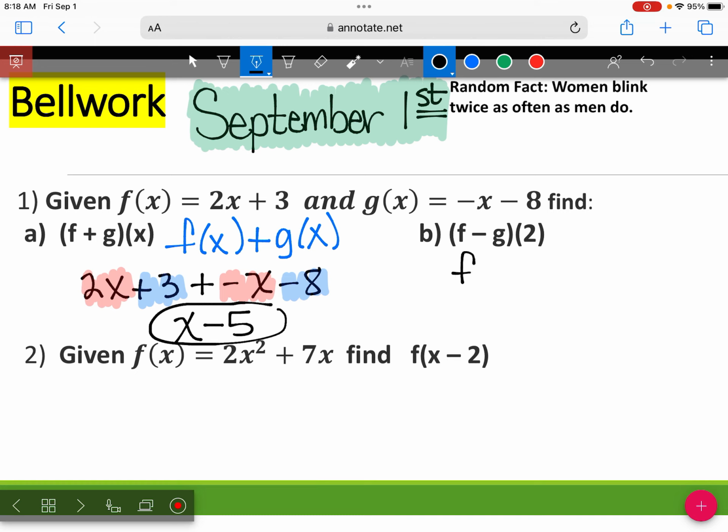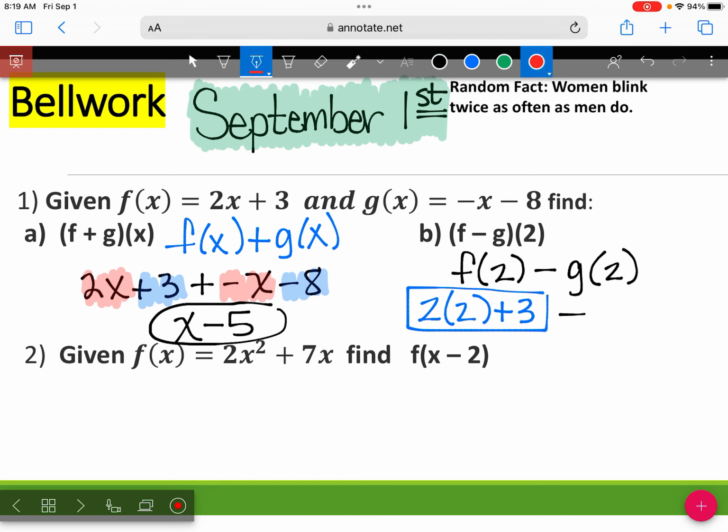So we have to figure out what f of 2 is and subtract from that g of 2. So you're going to take that 2 and substitute it into your f function. So that's a number. And then you're subtracting from that what you get when you substitute the 2 into the g function. So 2 times 2 is 4, and 4 plus 3 is 7, minus, and then that's a negative 10. So 7 minus negative 10 is 7 plus 10. So your final answer is 17.